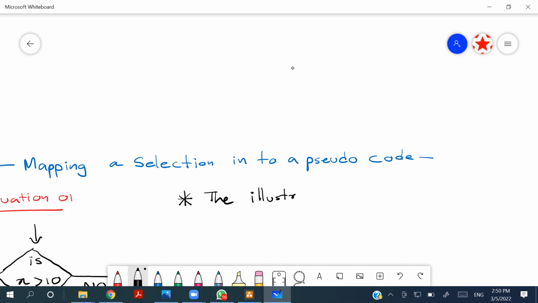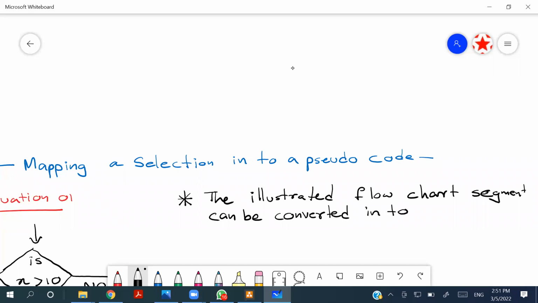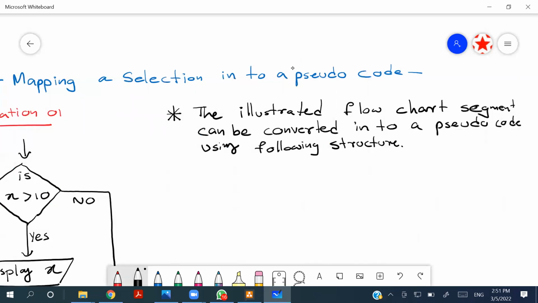The illustrated flowchart segment can be converted into a pseudocode using the following structure. So the structure is going to be something like this.